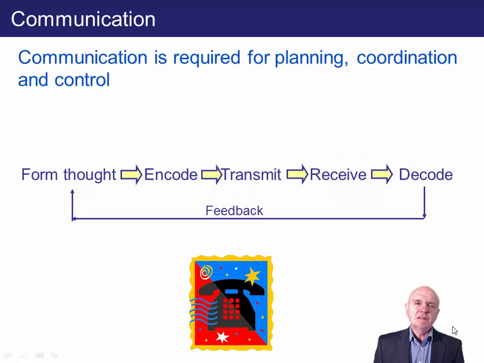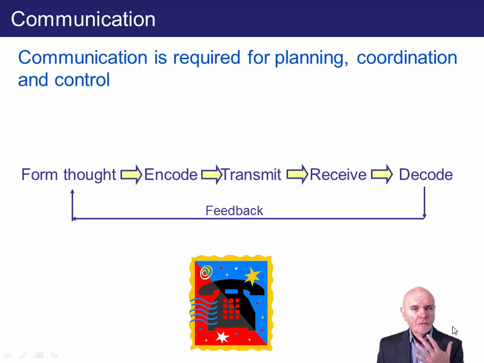Now we look at the process of communication. Communication both within an organization and outside an organization, perhaps to suppliers or customers or the government or investors, is obviously very important. It's needed for planning, coordination and control. And here we have a model of communication which is frequently seen.